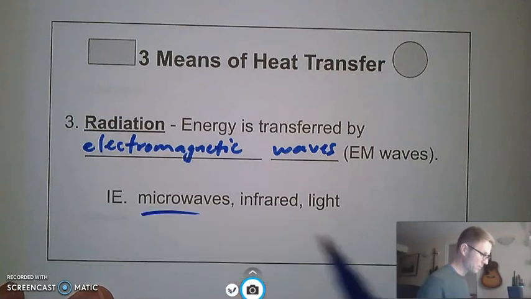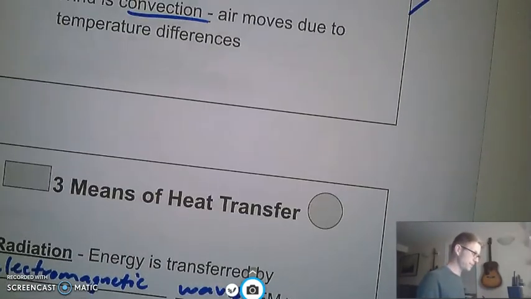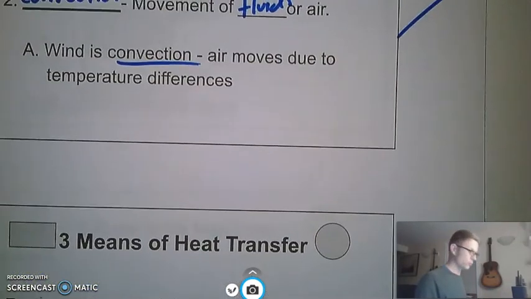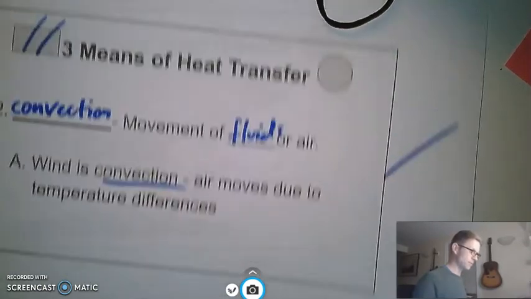Electromagnetic waves, microwaves, infrared light, the light that you can see. You can't see infrared, but the thermal camera that I point around the room, we can see like a thermal profile of each person. That's infrared light that you're emitting right now. The sun radiates a lot of energy. Radiation can go through the vacuum of empty space.